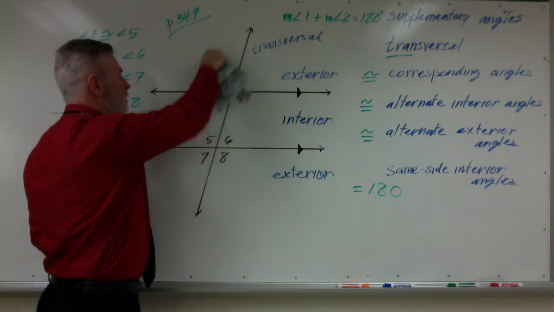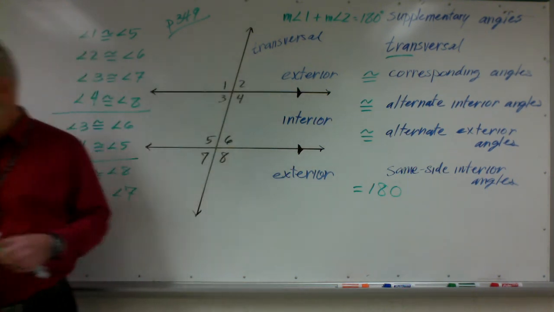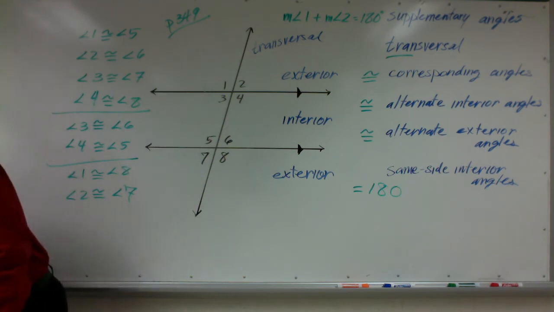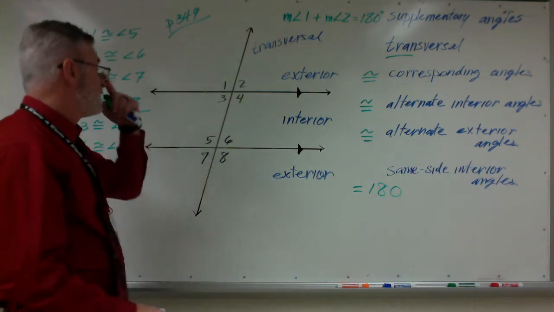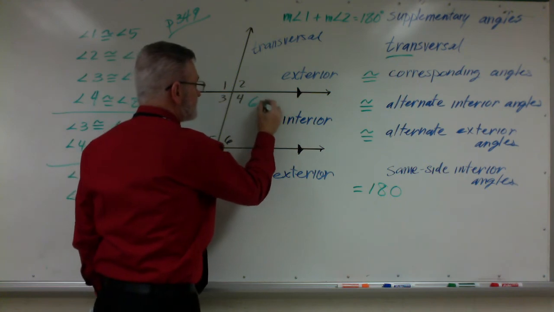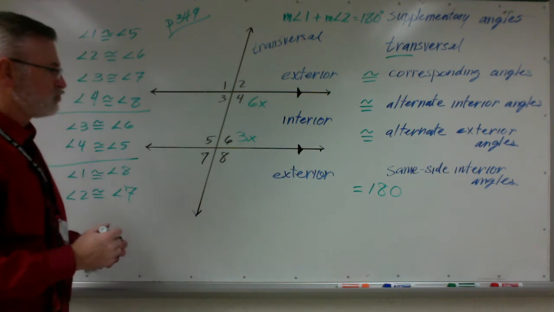This next one, though, it's a mind breaker. All right. So what we're going to do here is we are going to say that this angle right here is 6x, and this one equals 3x.